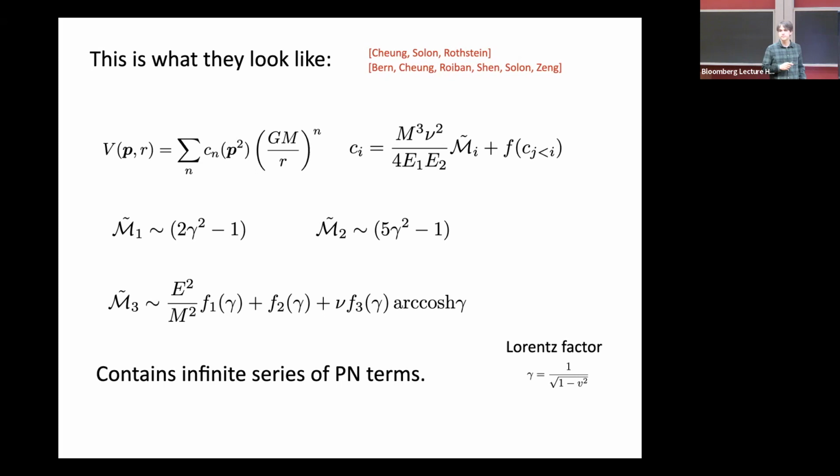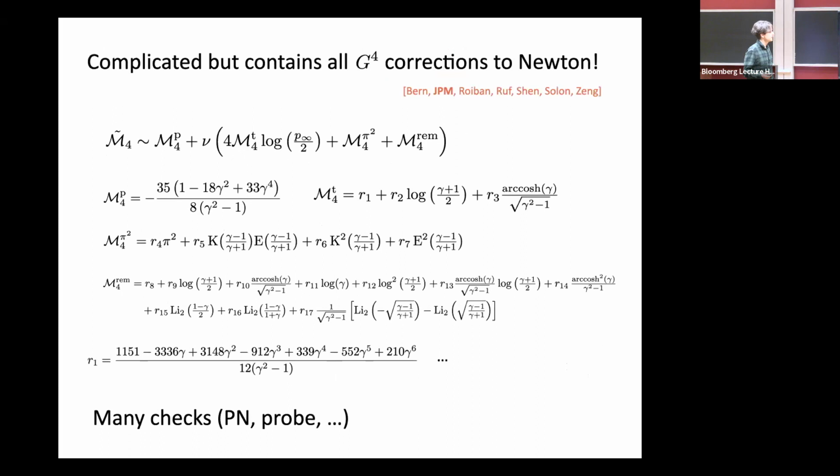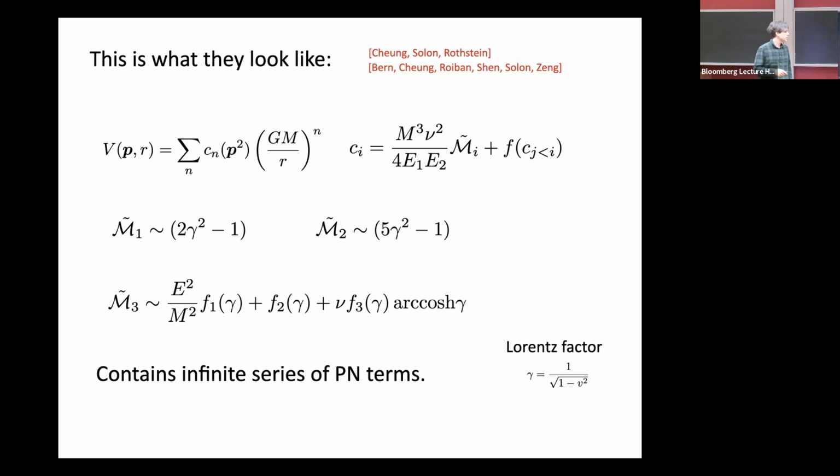The most recent calculation that we've done is order G to the fourth, and that becomes a bit more complicated. So this is what it looks like. I don't know if you can see it very well. Sorry? What's new? Is it mass ratio? New is the mass ratio. Yeah, sorry, I forgot to put it in there. It's the symmetric mass ratio. Basically the terms that don't have a nu are things that you can see in the probe limit directly, but the terms with nu are things which go beyond the probe limit.